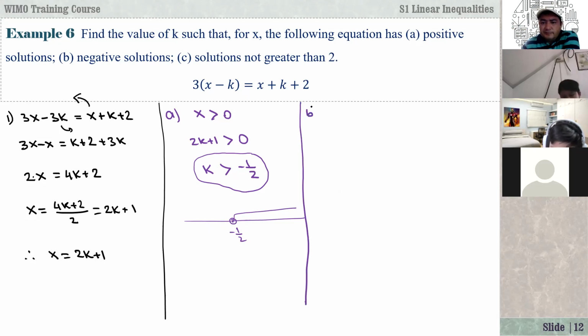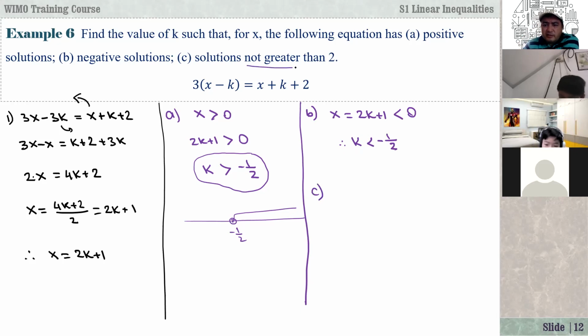The second one is B. It says negative solutions, right? Negative solution means that, what is x? x equals 2k plus 1. Negative means it should be less than 0. So again, if you solve this, k is less than minus 1 over 2. That means that when k is less than negative 1 over 2, the solutions of this equation will be negative.